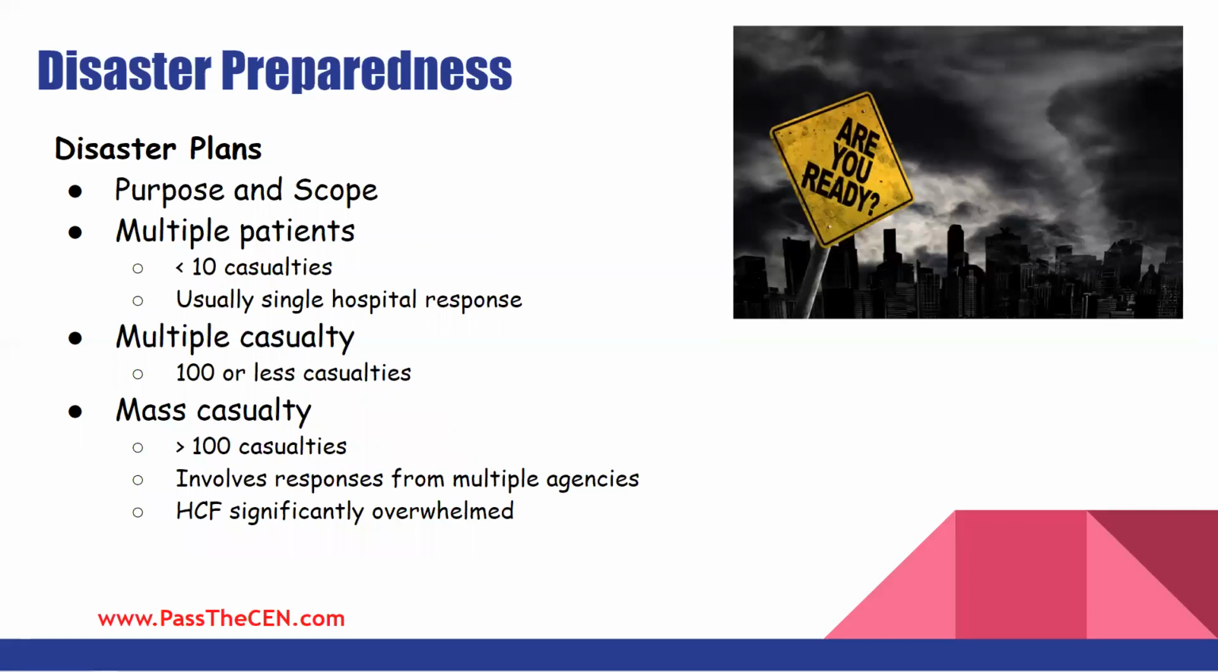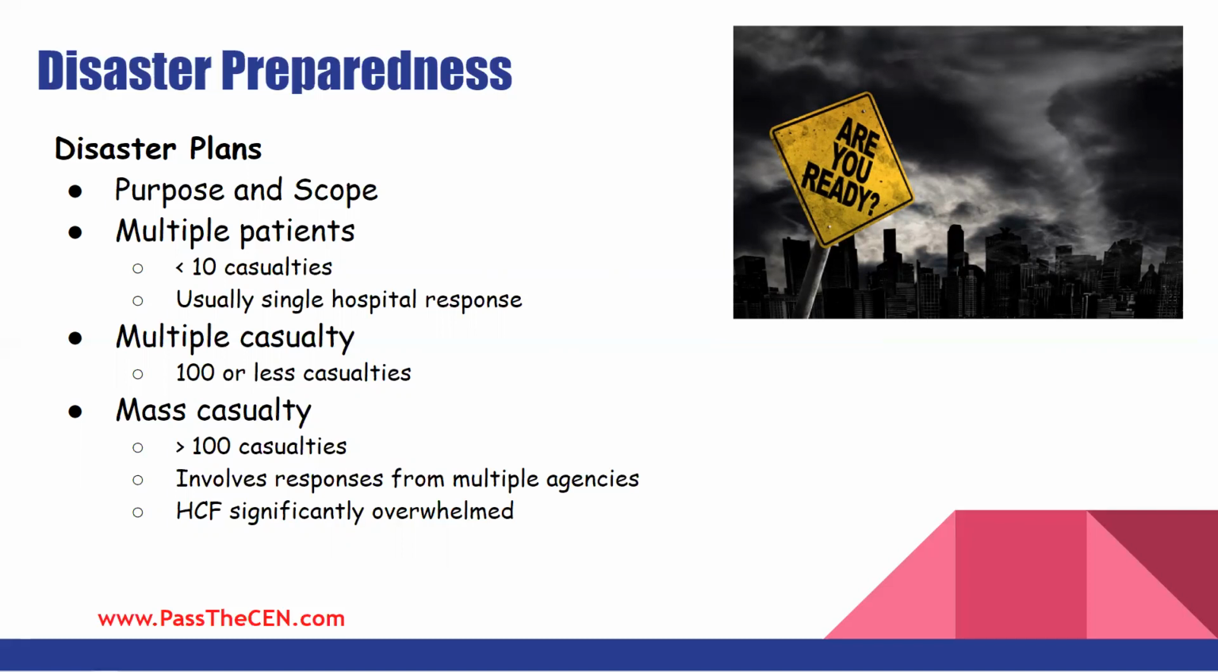It's going to define what you're going to do for multiple patients, which is defined as less than 10, multiple casualty, which is less than 100, or mass casualty, which is greater than 100. And typically, now you think like, well, 100 or less. Well, 99 is a lot, right? So there's a little over. This is just a defining term here.